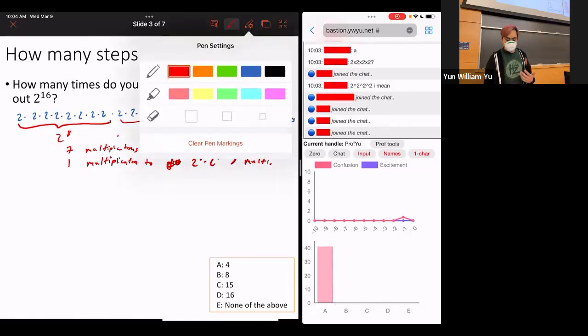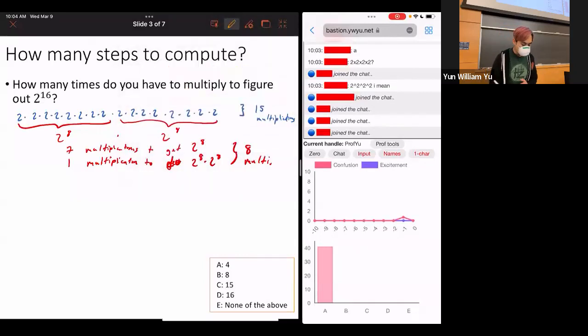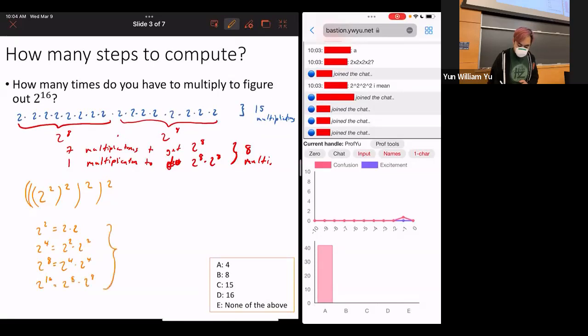But of course, we had an even faster way that we discussed before the midterm, which is you'll notice that this is also 2 to the 2, to the 2, to the 2, to the 2. And so you could just do 2 squared is equal to 2 times 2. 2 to the 4th is equal to 2 squared times 2 squared. 2 to the 8 is equal to 2 to the 4th times 2 to the 4th. And 2 to the 16 is equal to 2 to the 8th times 2 to the 8th. So you only need 4 multiplications.